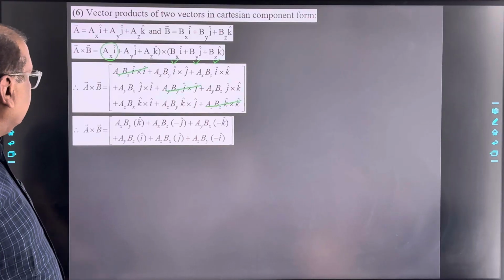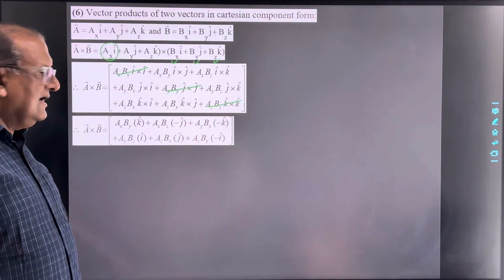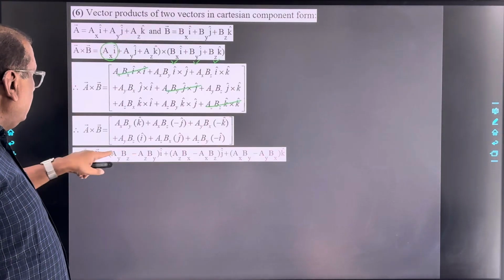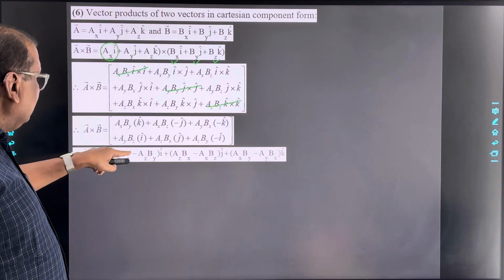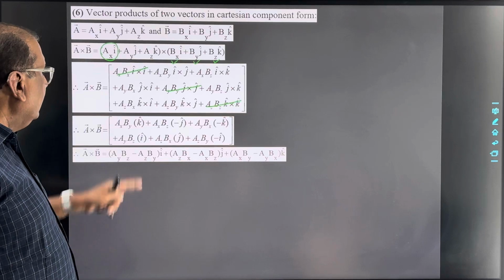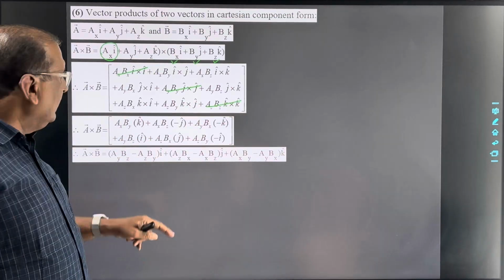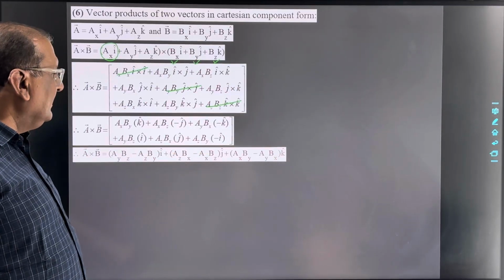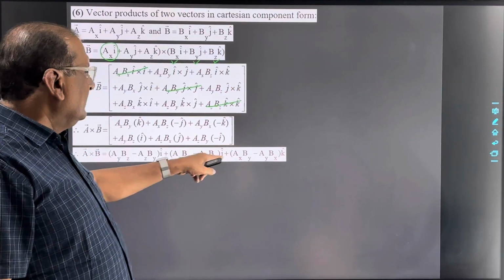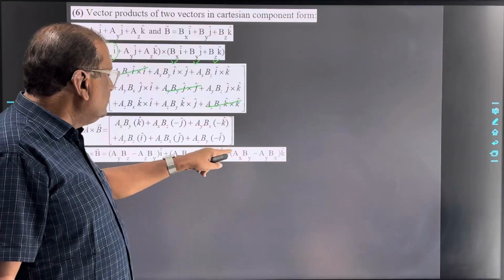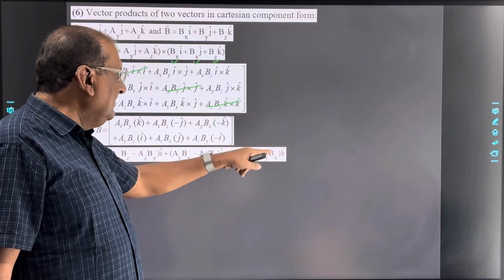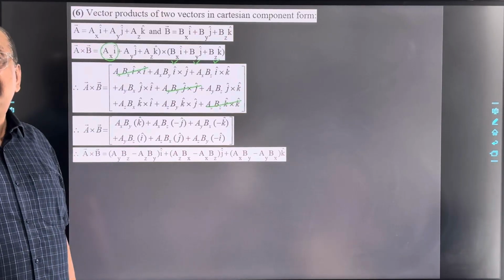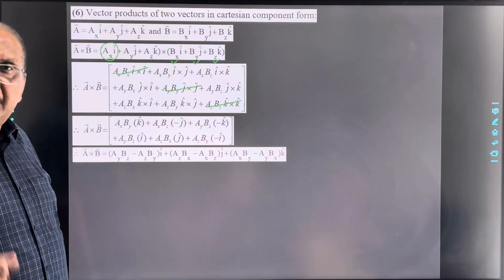Now here take I caret common, then we will get two terms in the bracket, ay bz minus az by. Then take j caret common, so we will get az bx minus ax bz into j caret, plus now take k caret common, so ax by minus ay bx k caret. So this one is the result of A cross B.